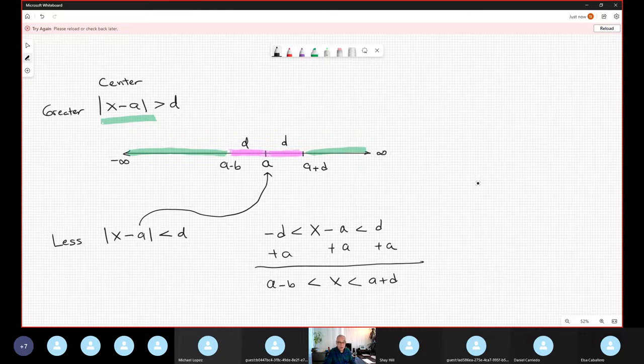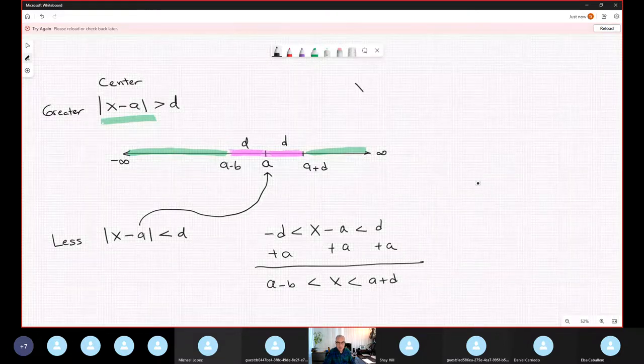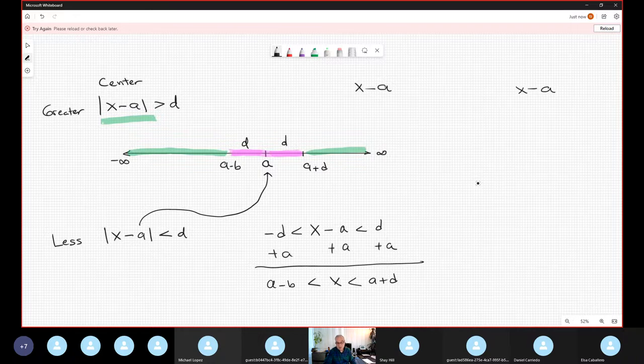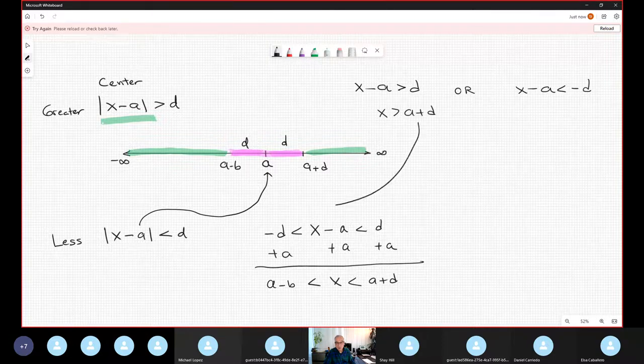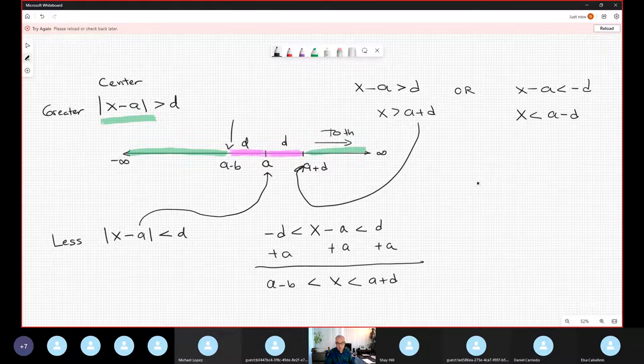Okay, so the solution for the greater than is the green part. What is the procedure I explained? You copy the expression inside the bar two times, because it's two intervals. Now you put greater than D, and less than minus D, and we connect it by OR. Then you solve: X greater than A plus D, in alphabetic order, and X less than A minus D. I move A to the right-hand side as a positive. Greater than is to the right, and less than is to the left. Is it clear or no?